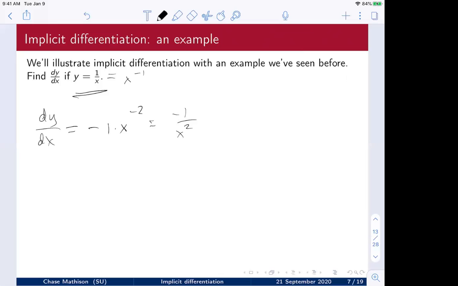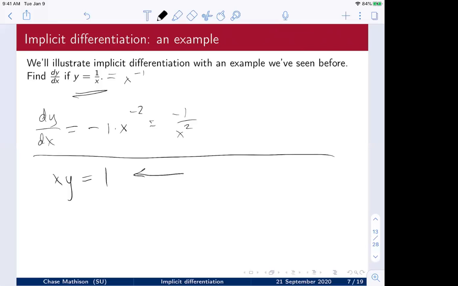So with implicit differentiation, I'm going to rewrite this function in a new, interesting way. If y is equal to 1 over x, then that means x times y is equal to 1, right? So this equation here implicitly defines y as a function of x. I mean, obviously, we got it here from an explicit function of x, right? So this implicitly defines y as a function of x.